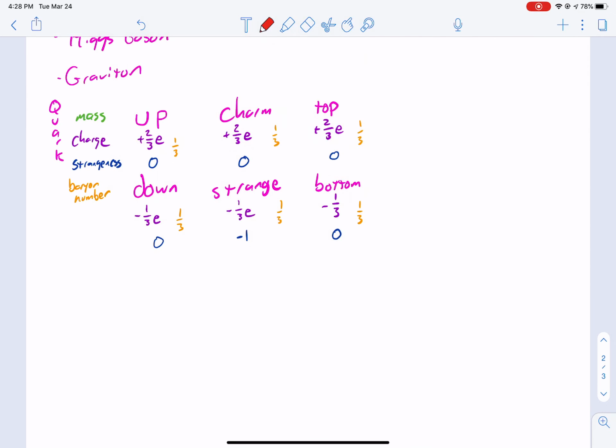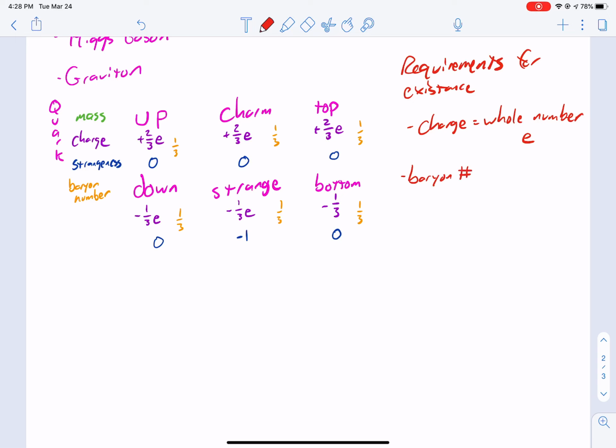So let's put here requirements for existence. We have charge equals whole number of e. So again, -1, 0, or 1. We also need a baryon number equaling whole number. So again, 0, -1, 1, whatever.